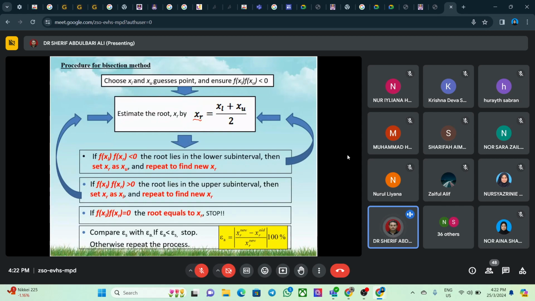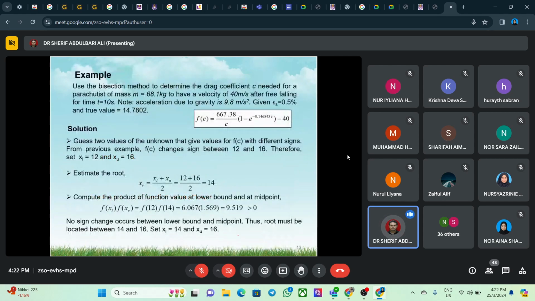So remember, we are going to use the same example. We are going to use the bisection method now to determine the drag coefficient C needed for the parachute, where the mass is 68.1 kg, to have the velocity of 40 meters per second. And here you can see the tolerance value acceptable is given here. You need to get the error less than 0.5%. And there's one extra piece of information given to us, which is the true value.